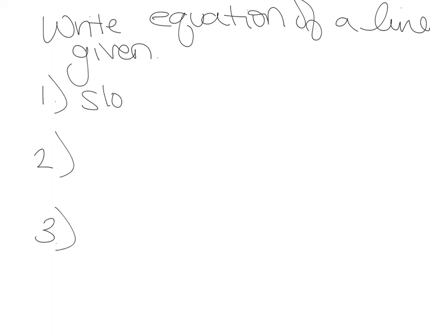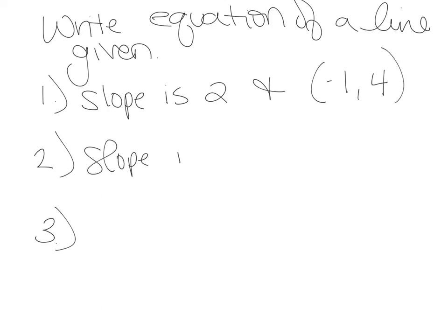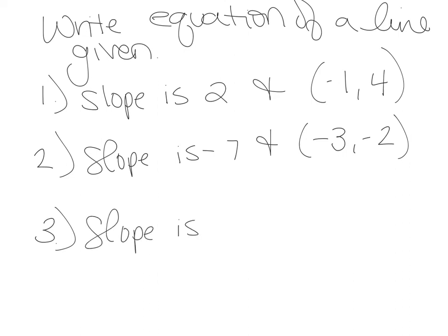First one, slope is 2, and the point is negative 1, 4. The next one, my slope is negative 7, and the point is negative 3, negative 2. And the last one, my slope is 1/4, and the point that I'm going to give you is 5, 1. Pause this video, solve these 3 problems. When you're finished with them, check with your elbow partner. Make sure you got the correct answers.